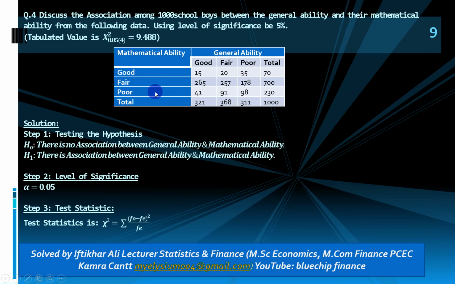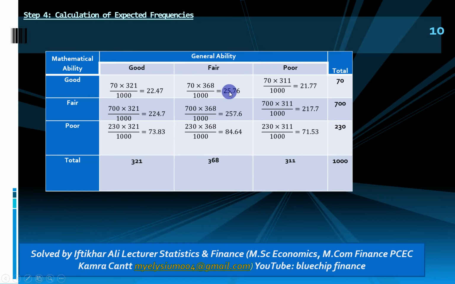Similarly, if we want to calculate the expected frequency for 20, just take the row total 70 multiplied by column total 368 divided by subtotal 1000, which is equal to 25.76, and so on. All the calculations are given here. You can pause the video and see the calculation.